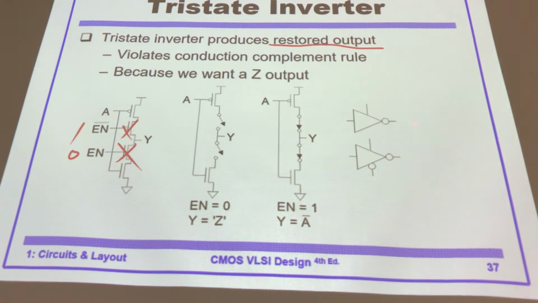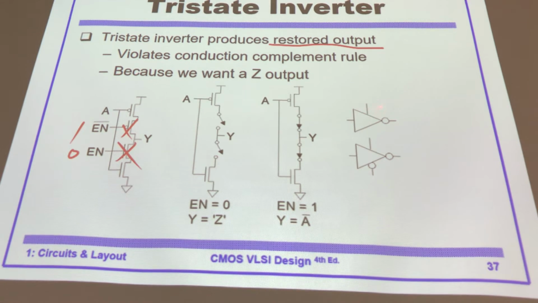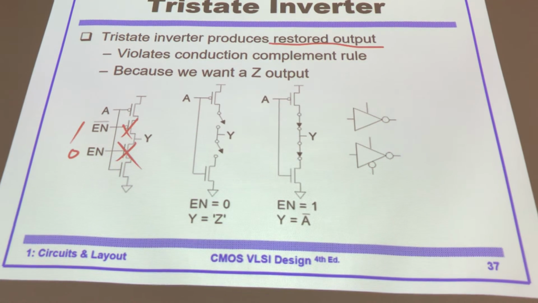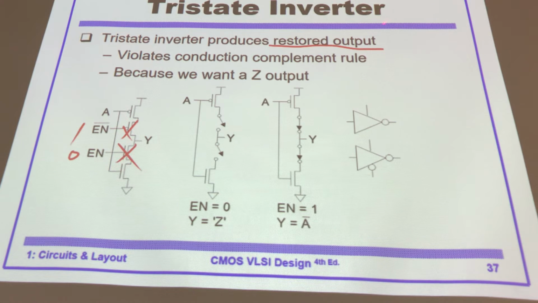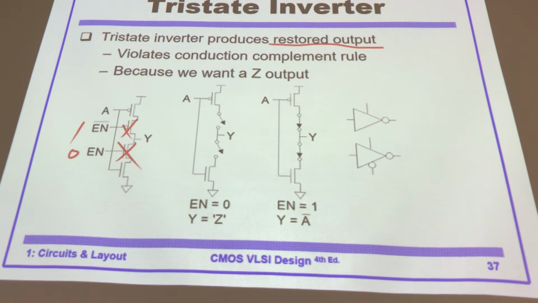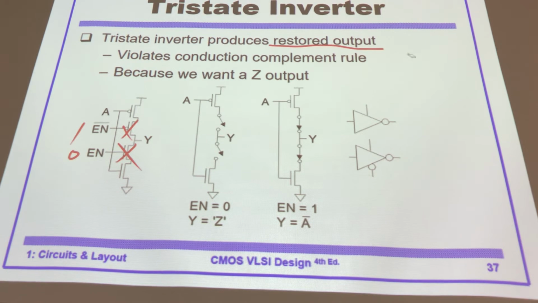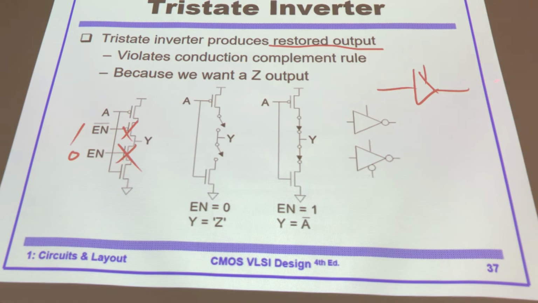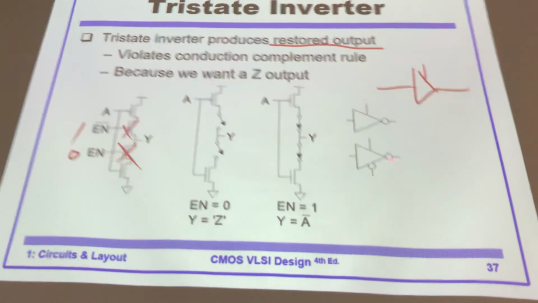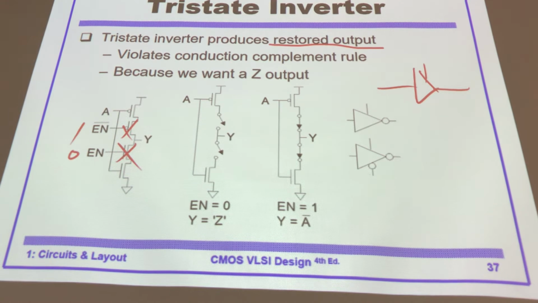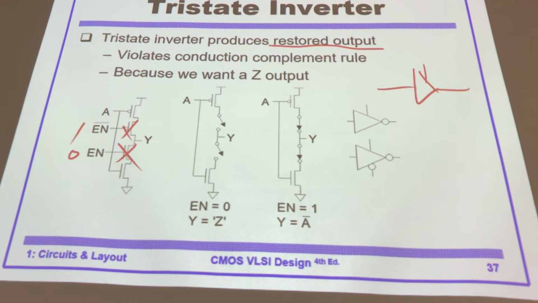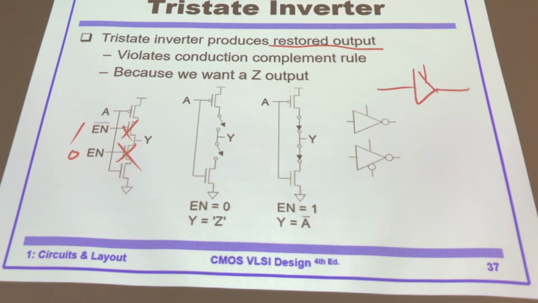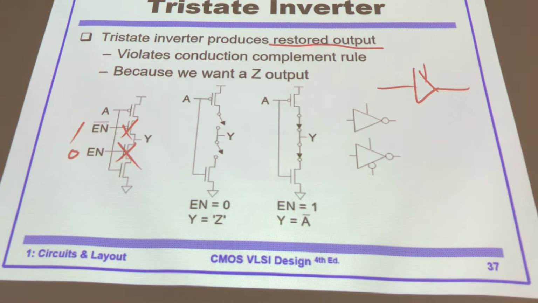And the symbol looks like this. An inverter, but there's an enable signal, or enable bar. Either one is okay. We call that a tri-state inverter. It looks like a tri-state switch, but giving inverting output. Similar to a tri-state switch, but it's giving you the inverted output. And let's say it's a restoring circuit. You're getting a good and strong signal, clean and good signal.